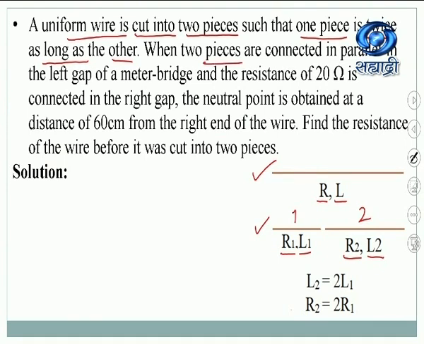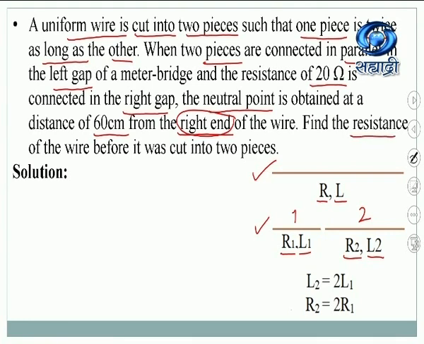When the two pieces are connected in parallel in the left gap of the meter bridge, and a resistance of 20 ohm is connected in the right gap, what is given? The neutral point, that is the balancing point, is obtained at a distance of 60 centimeter from the right end of the wire. This is important: 60 centimeter from the right end.